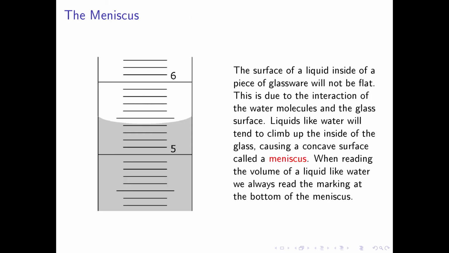We can now return to reading the volume of a liquid using our glassware. But before we do so, we need to be made aware of the fact that the surface of a liquid inside of a piece of glassware will generally not be flat. This is due to the interaction of the water molecules and the glass surface. Liquids such as water will tend to climb up the inside of the glass, causing a concave surface called a meniscus. When reading the volume of a liquid like water, we always read the marking at the bottom of the meniscus.